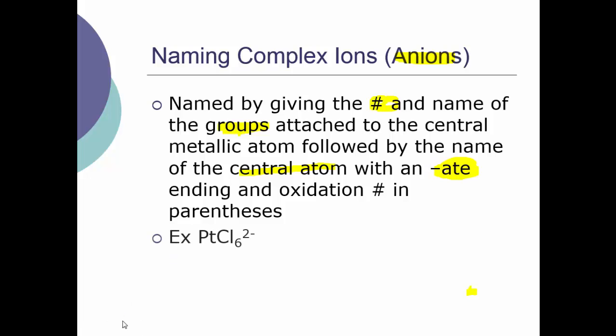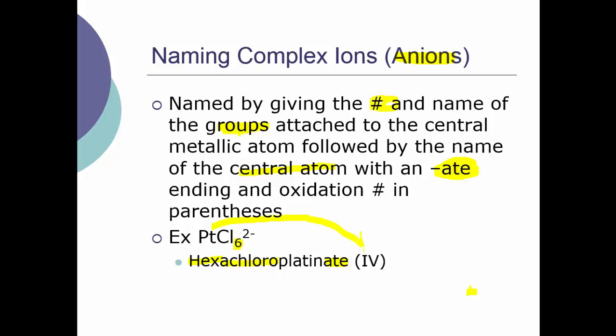So this one right here would have hexa, which refers to the 6, chloro, which is the ligand that's attached, and then we take platinum and we change it to platinate. I always remember you change the anions to -ate. It's just what sticks in my head. And then the 4 is the charge of the metal ion.